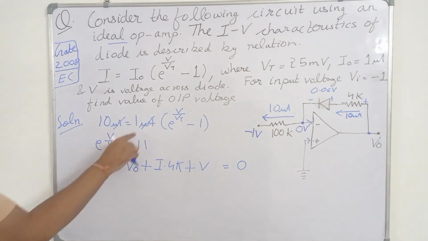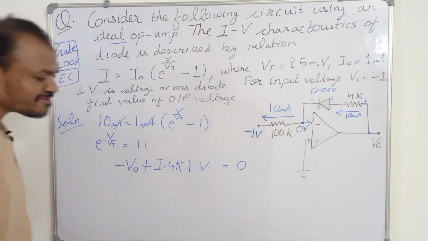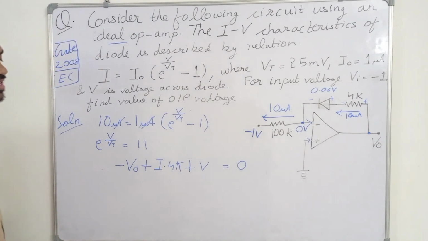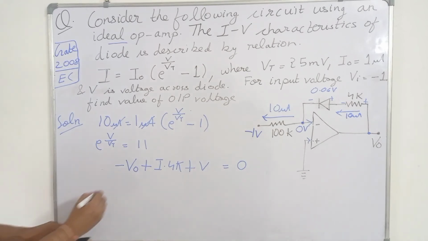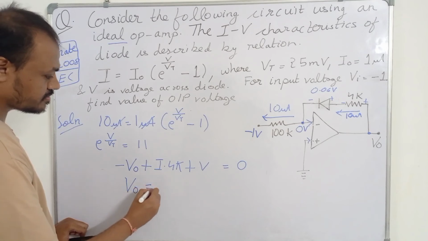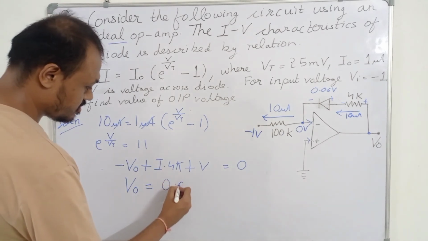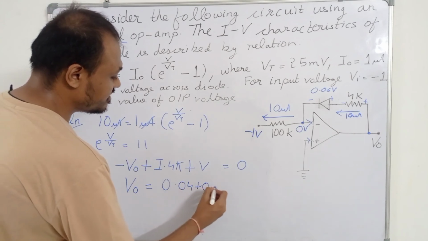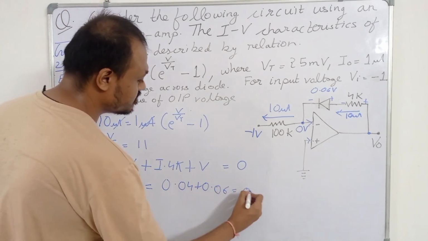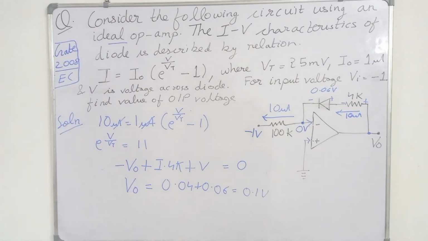If you put here I equal to 10 microampere and 4 kilo ohm, V naught will be equal to 10 microampere into 4 kilo ohm, so that will be 0.04 plus 0.06, so this will be equal to 0.1 volt. So the value of the output voltage is 0.1 volt. In this way we can easily solve this question.